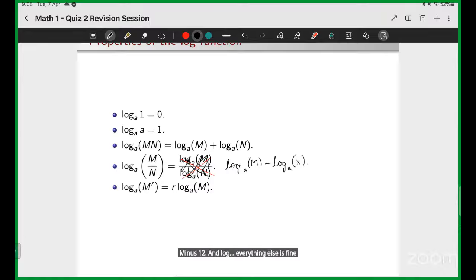Yeah. The quiz 2 pattern would be similar to quiz 1, like the difficulty level. Yes. Okay.